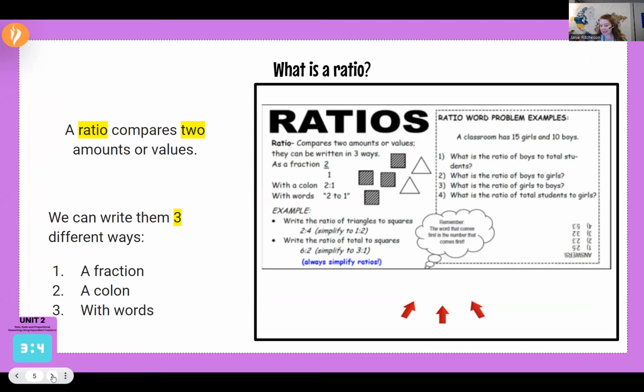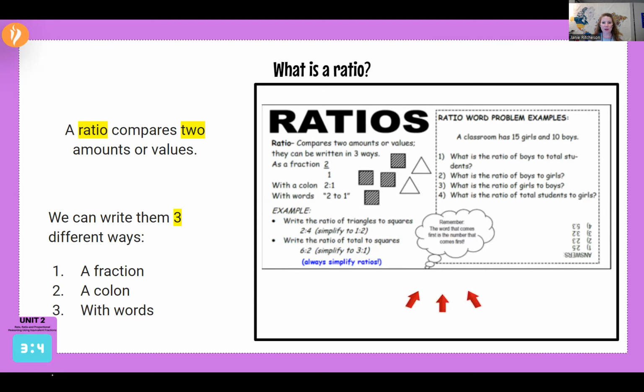All right, so what is a ratio? A ratio compares two amounts or values. So, for example, if you are talking about how fast you're riding in your car, you're going to talk about miles per hour, how fast you are traveling. So, if I go 120 miles in 2 hours, that's a ratio because I'm saying 120 miles compared to 2 hours, okay?